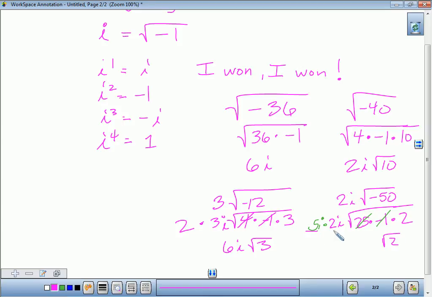But we have a 5i and a 2i. So 5i times 2i is 10i squared. But what is the value of i squared? -1. So where there's an i squared, we can replace it with -1. So 10 times -1 is -10. So it simplifies to -10 root 2.